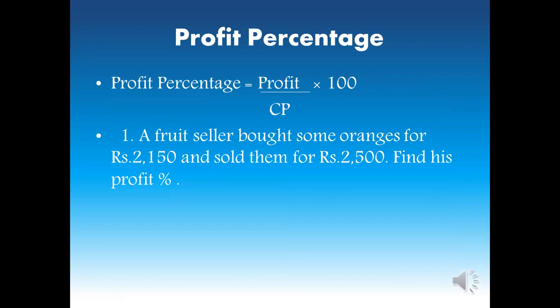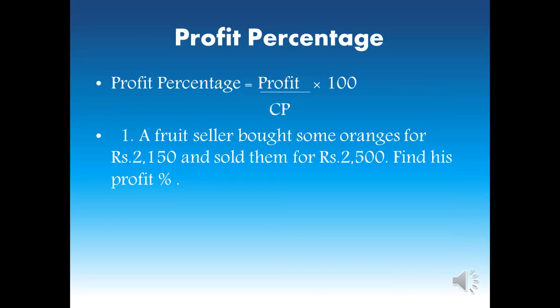Now, let's talk about profit percentage. There are three situations to find a profit percentage. The first is where we have the profit and the cost price. The second situation is where we have the selling price and the cost price. And the third situation is where we have the selling price and the profit.